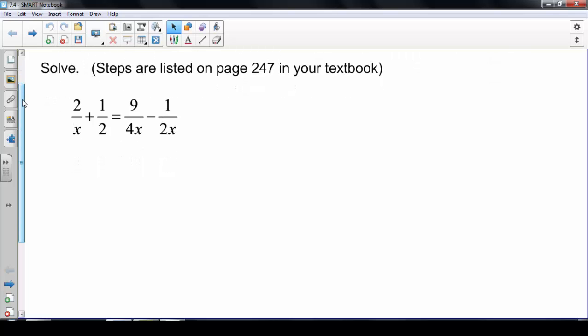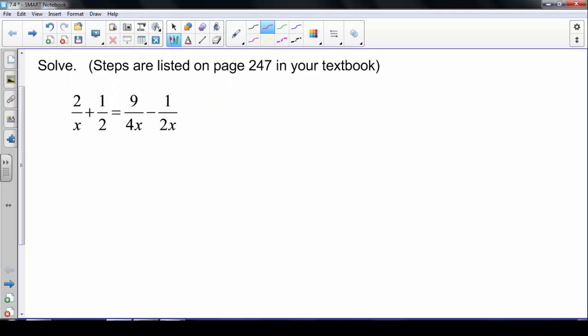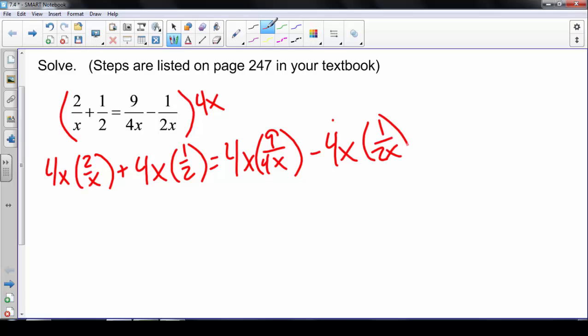So to solve this, we want to figure out what our common denominator would be. In this case, we've got x, 2, and a 4, and then the x's are still here. So our common denominator would actually be 4x. So we want to multiply that to everything. What that does is we have 4x times 2 over x plus 4x times 1/2 equals 4x times 9 over 4x minus 4x times 1/2 with an x in the denominator.